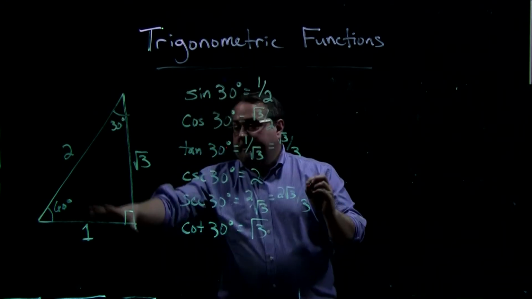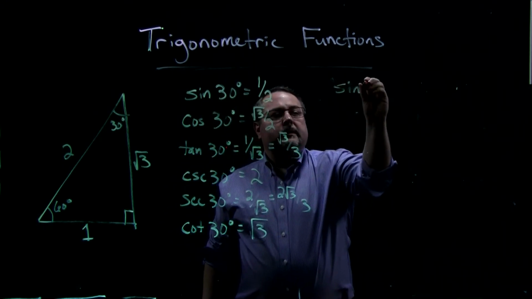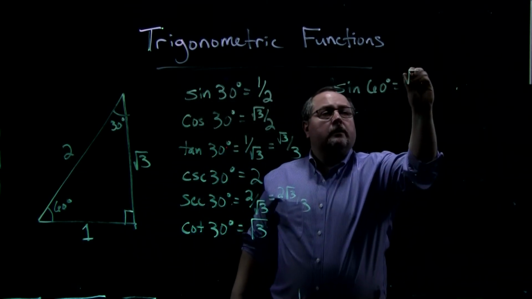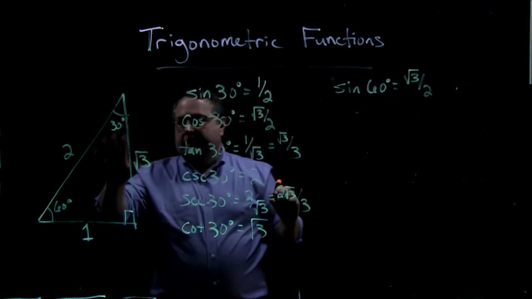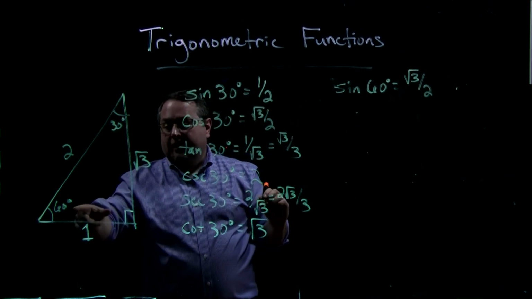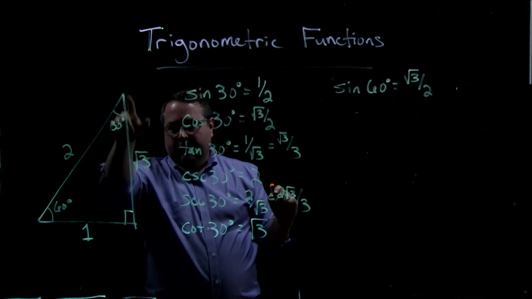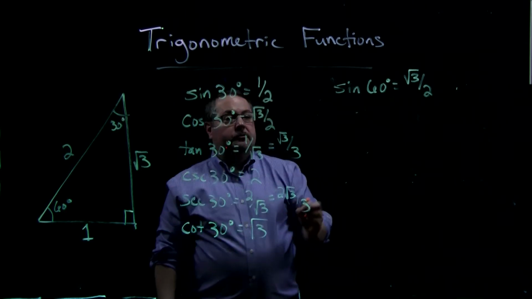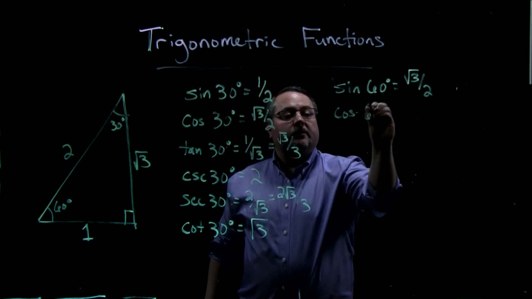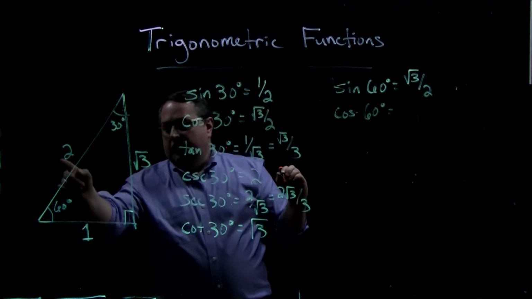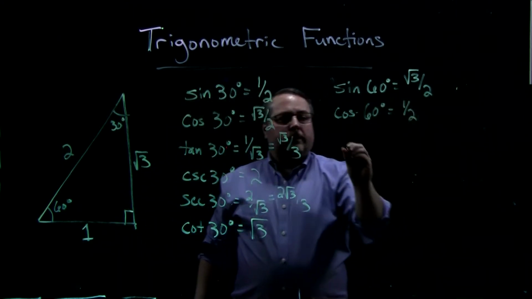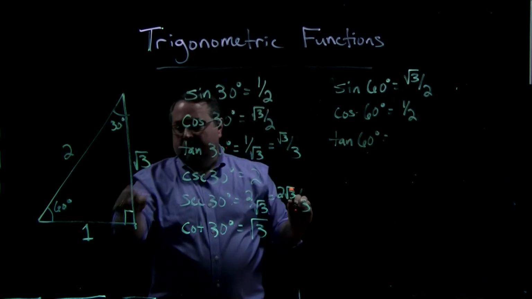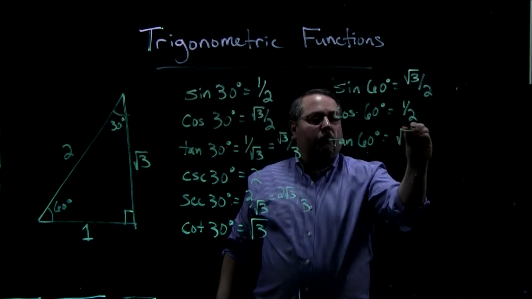We can do the same with the 60-degree angle. So if we do that, the sine of 60 degrees is going to be square root of 3 over 2. Okay, so now note the roles of the opposite and adjacent sides switch. So now the opposite side of the 60-degree angle is the adjacent side to the 30-degree angle. So the sine is square root of 3 over 2. The cosine of 60 degrees is the adjacent side 1 over 2. Okay, the tangent is the opposite over the adjacent side, which is square root of 3 over 1.